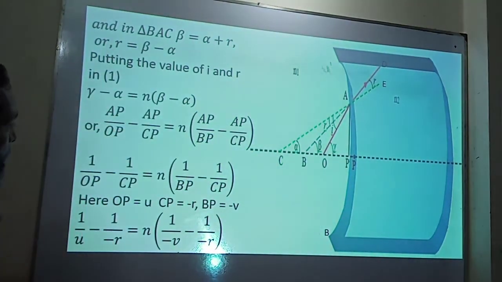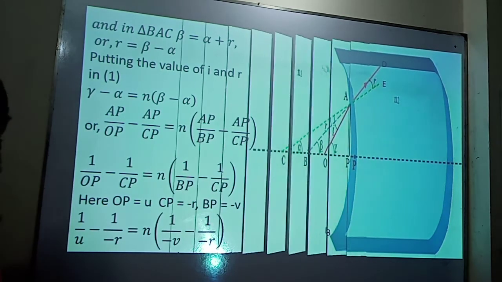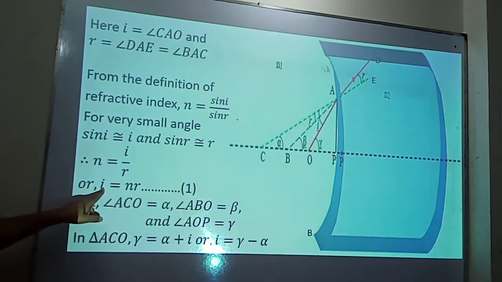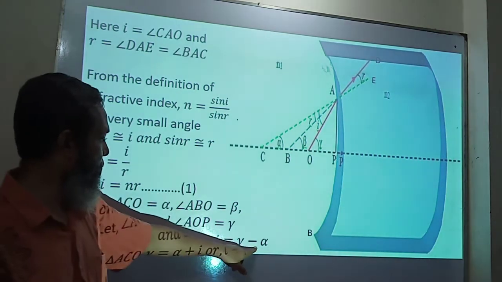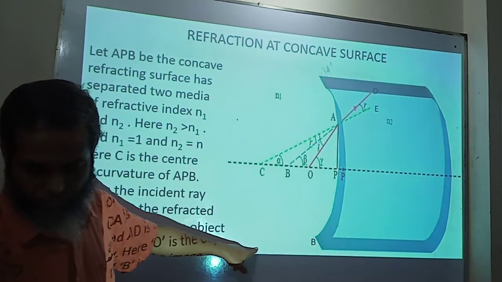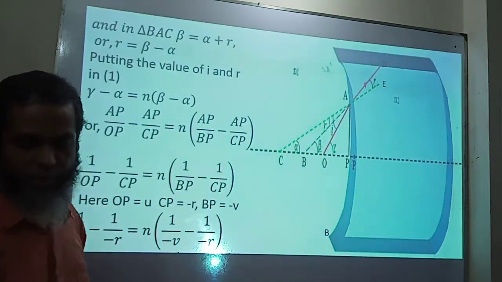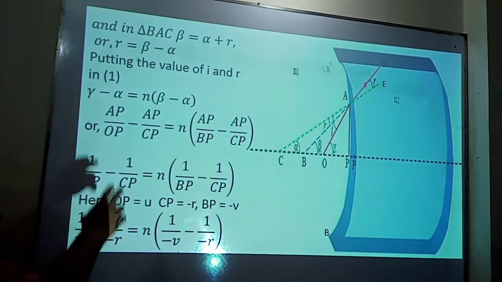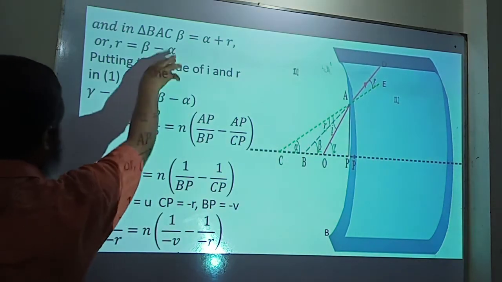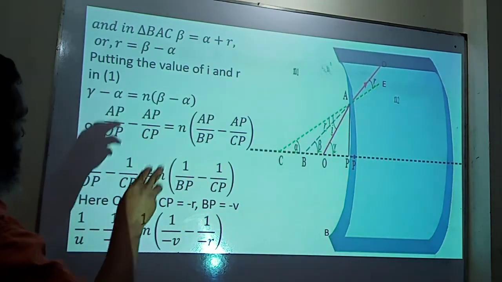in equation number 1. What is equation number 1? We see equation number 1 is that I is equal to nR. So we get I is equal to gamma minus alpha, and we get R is equal to beta minus alpha. So I is equal to gamma minus alpha, n into beta minus alpha. We are putting the value of I and R in equation number 1. Now we have to come to the figure.